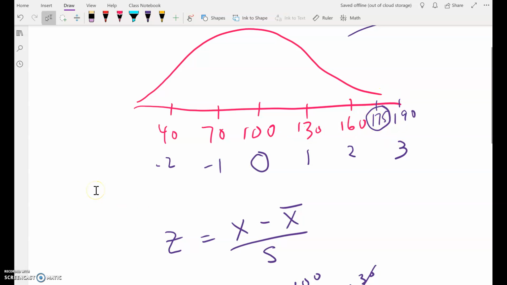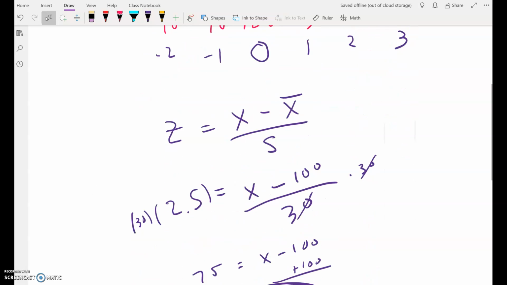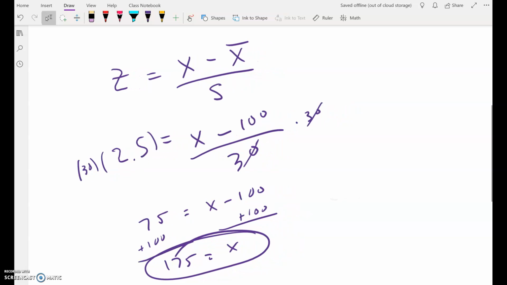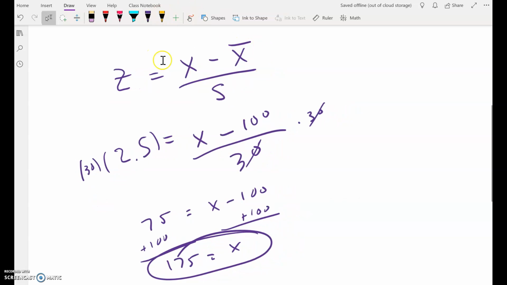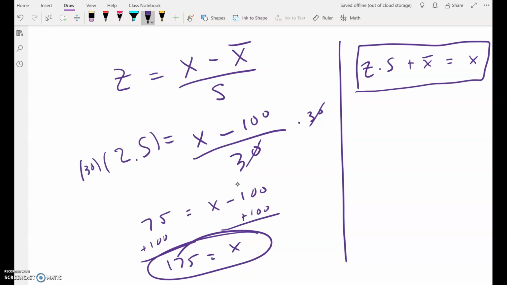One last thing I want to mention is you can rearrange your formula if you wanted to. No matter what your numbers are, step one is always multiplying the s by the z. So you could write z times s, and then step two is always add the mean. So plus the mean equals X. If you wanted to, you could just plug your numbers into your rearranged formula: 2.5 times the 30 plus the 100 would give you the 175. If you want to do it that way, that also works.